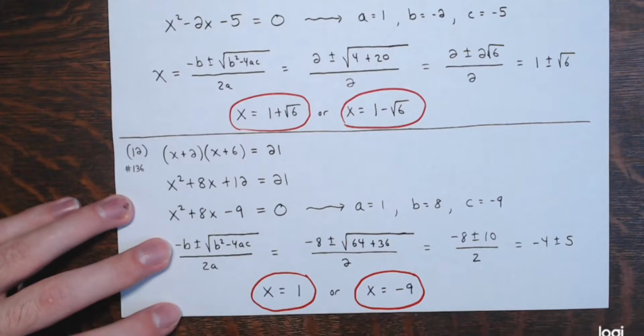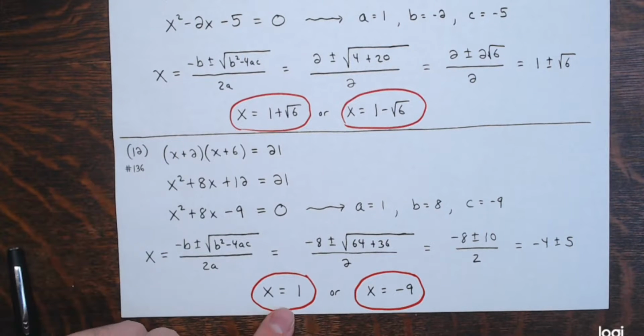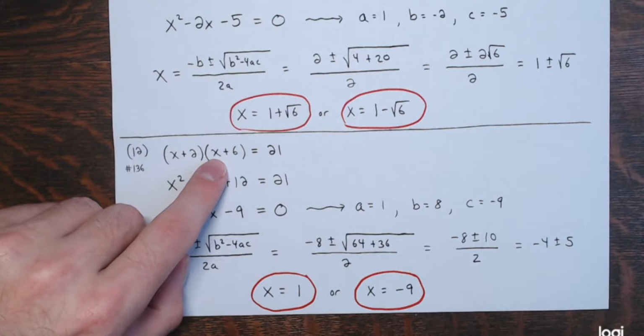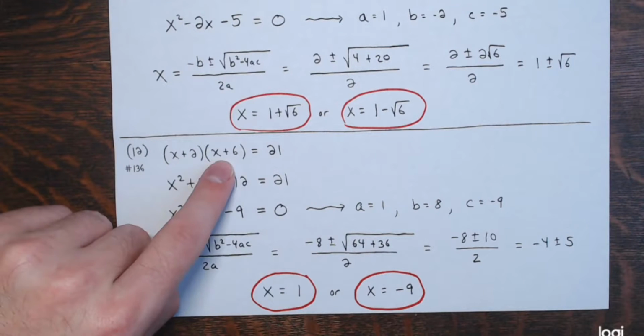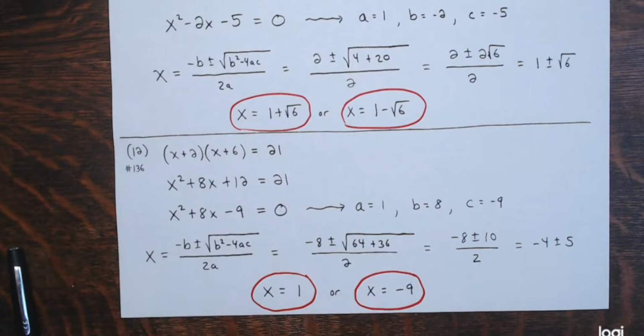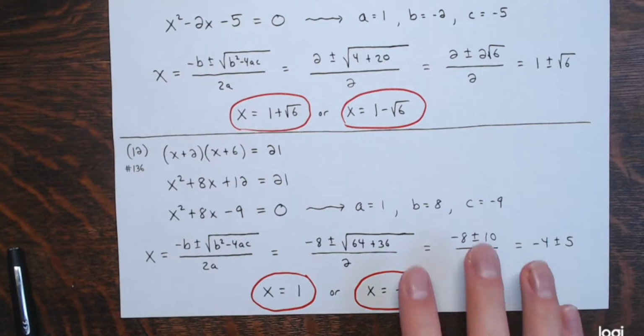And again, I leave it to you to... Oh, this would be easy to check. If I plug in 1, you get 3 times 7 is 21. That's true. Plug in negative 9, you get negative 7 times negative 3 is positive 21. That's true. That's an easy one to check by hand. Wonderful. All right, next question.